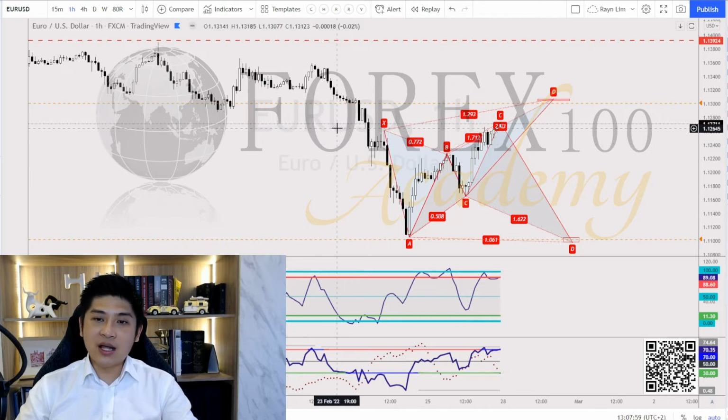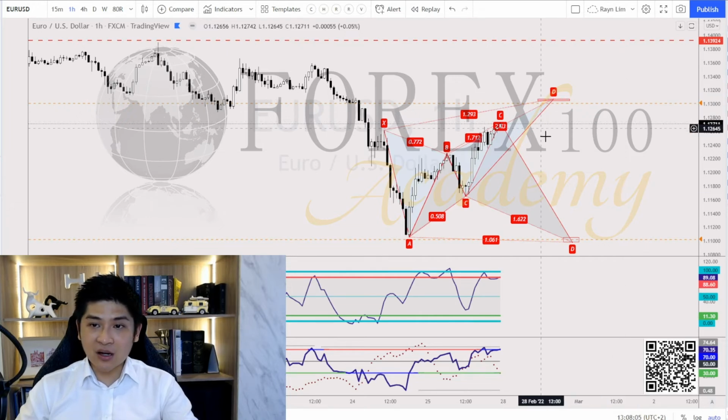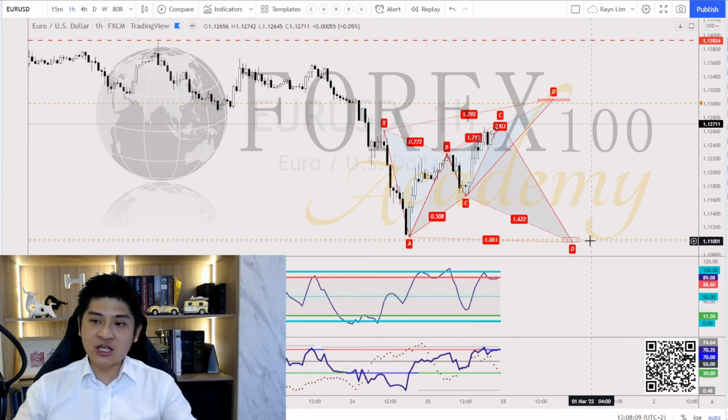So the first one is a shorting opportunity, which is a butterfly pattern complete at 1.1307. And let's say if the market slides down from this point, then traders who have not managed to engage a trade at 1.11, there's an opportunity for you to engage a trade again. If I didn't remember wrongly, 1.11 happens to be a new low for many years. We have not seen that price level.